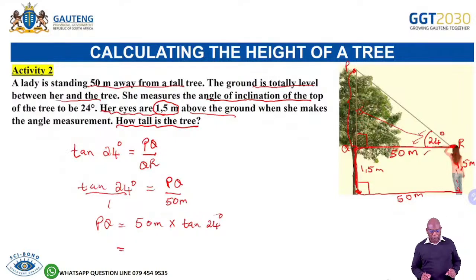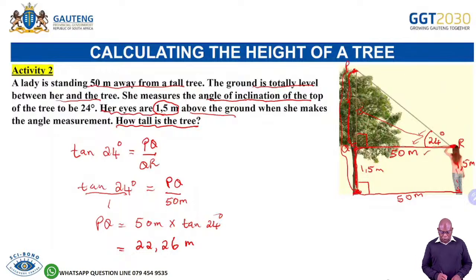Then I'm going to get the length of PQ. So my length of PQ, if I multiply that, I'll get 22.26 meters. But I am not done. Why? It is because I only have the length of that part here. I do not have the height of the tree, because the height of the tree starts from here to there.